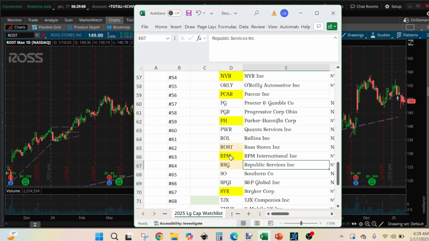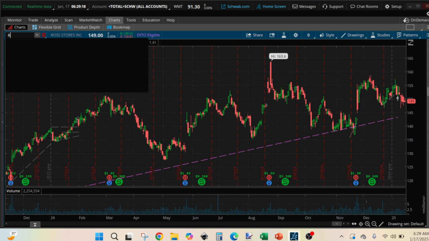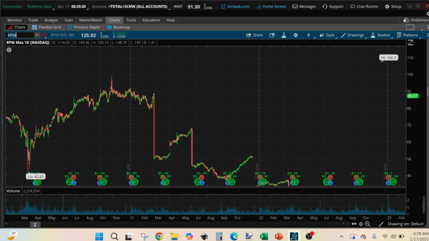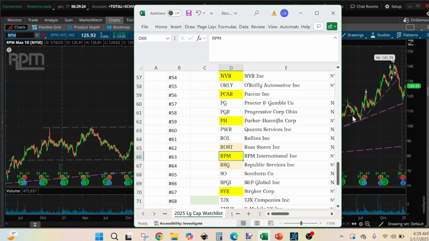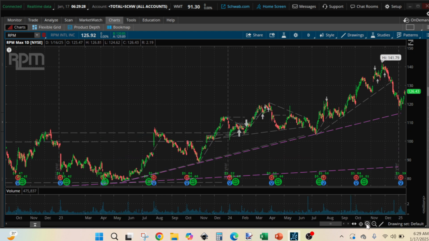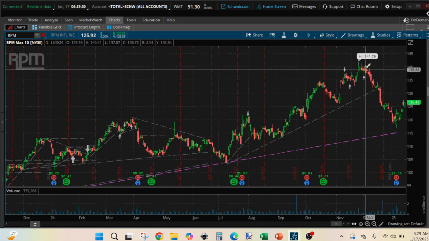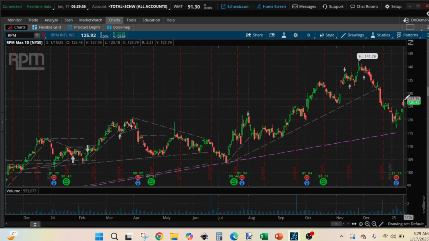So the next one is RPM. Right now, yesterday was a pullback and lower than how much we paid for it, therefore it's negative in our account. Unrealized loss. RPM, we have it in our portfolio. We purchased it right there, and that trend line ended, and it went to this trend line and started going up.